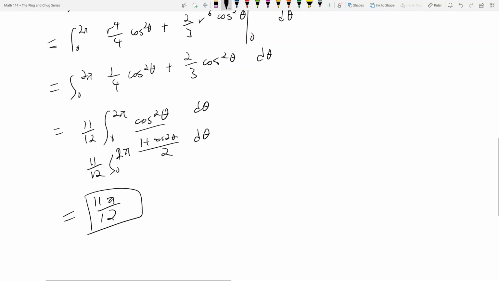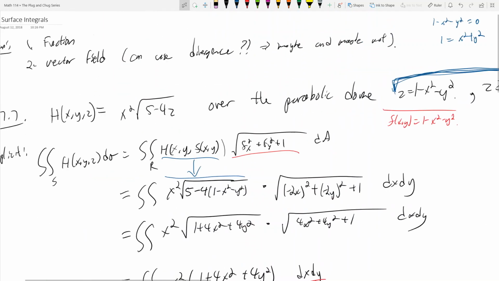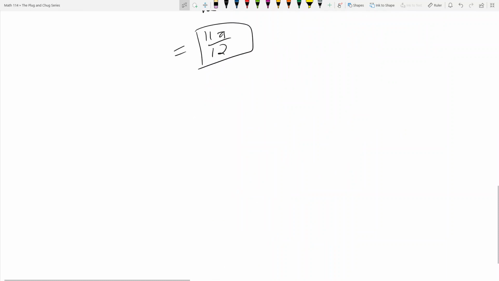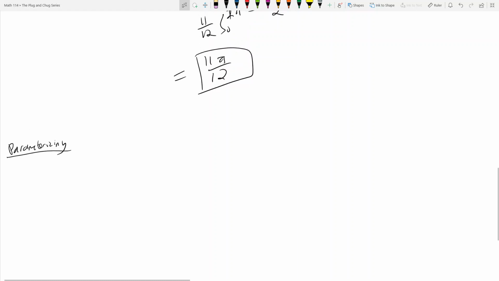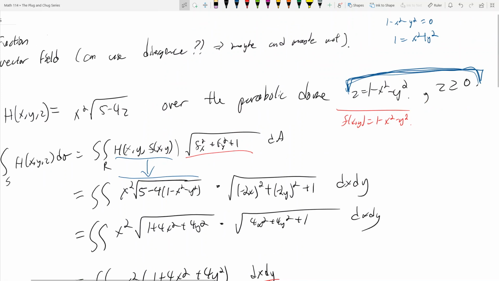Okay, so that's how we do it explicitly, and now let's do it with the parametrization way. So this was the explicit way, and now we'll do it parametrizing. It should be fairly similar, right? I have this parabolic dome right here, highlighted in blue. How should I parameterize it? Well, we kind of gave it away by doing it explicitly. We should probably use cylindrical coordinates.